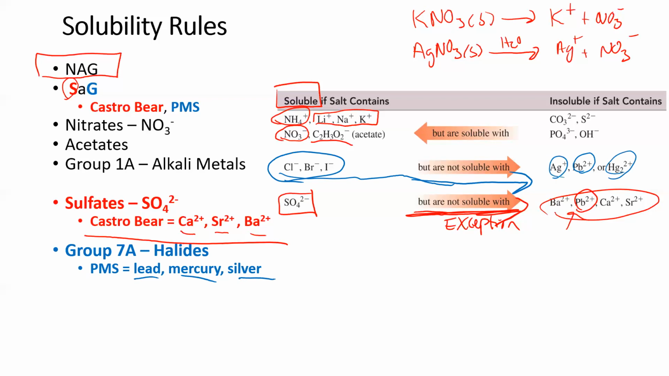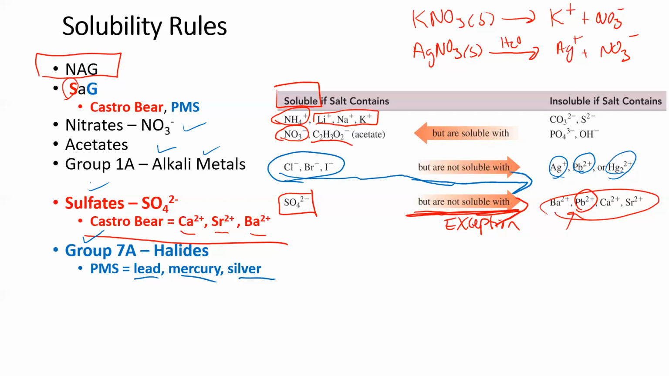So those are your solubility rules. That'll help you determine whether or not something is soluble. I always tell students, know what's soluble. Everything else is insoluble. NAG, always soluble. What do I mean? Nitrates, acetates, alkali metals, they're always soluble. Doesn't matter what's around. SAG, sulfates, and group 7A are soluble as well, but they do have exceptions.